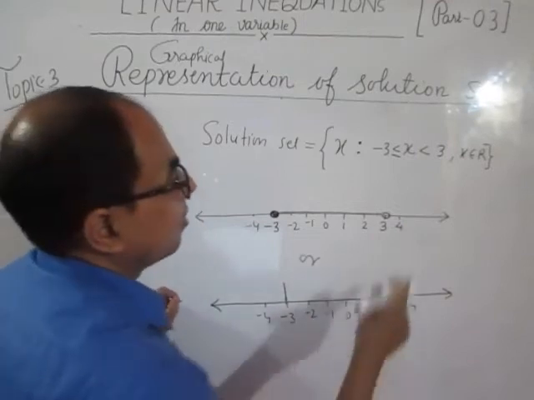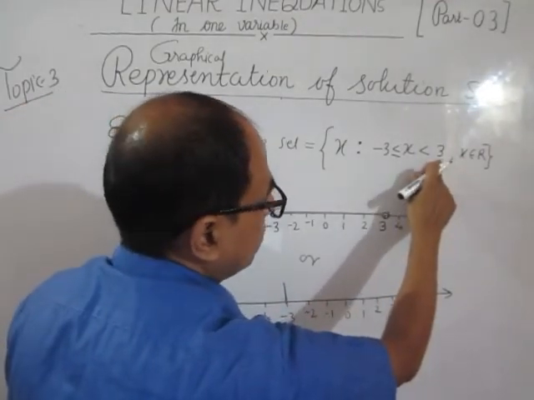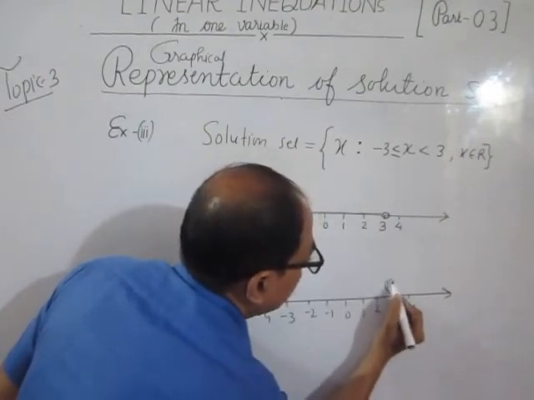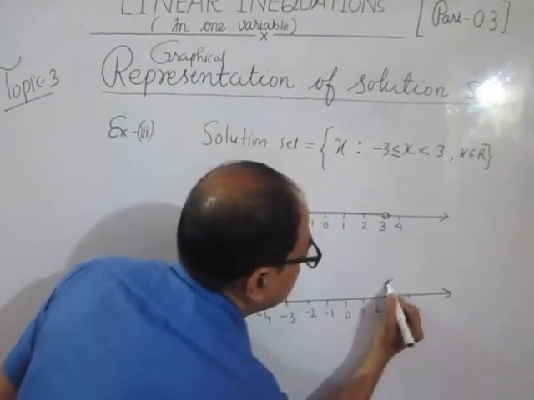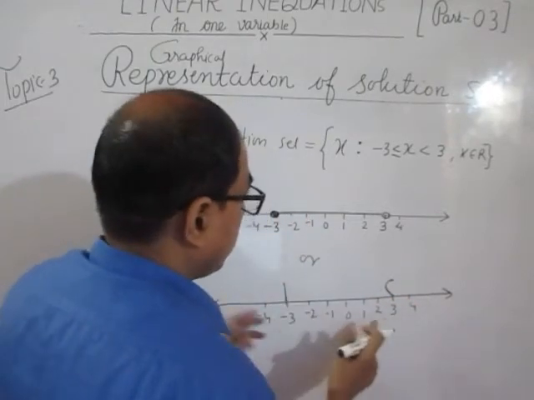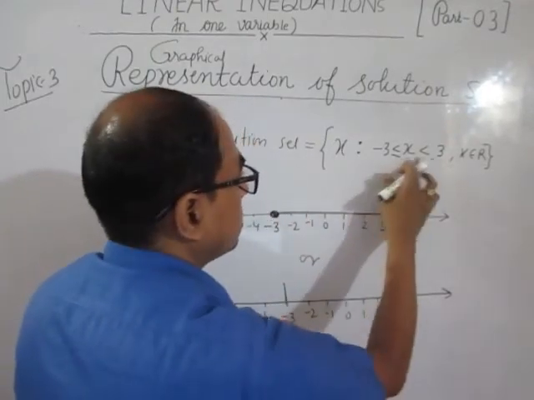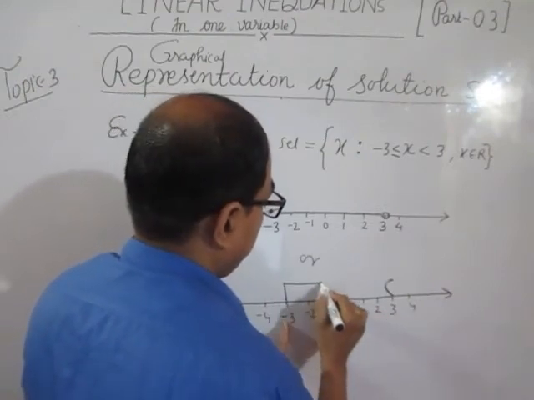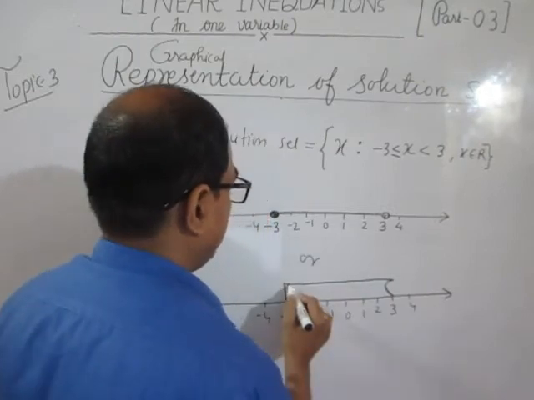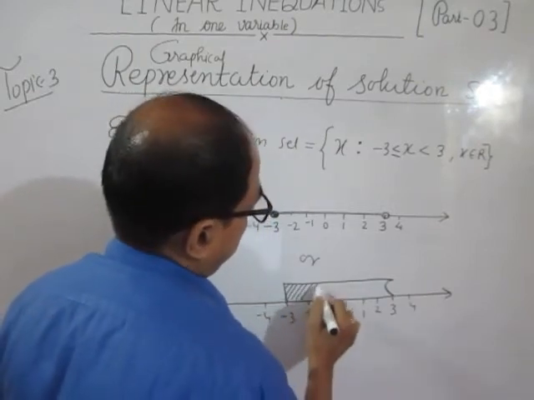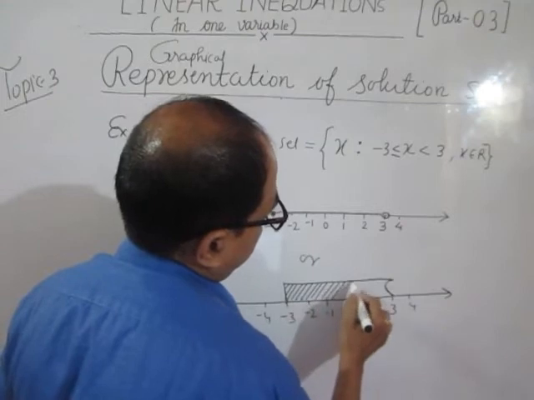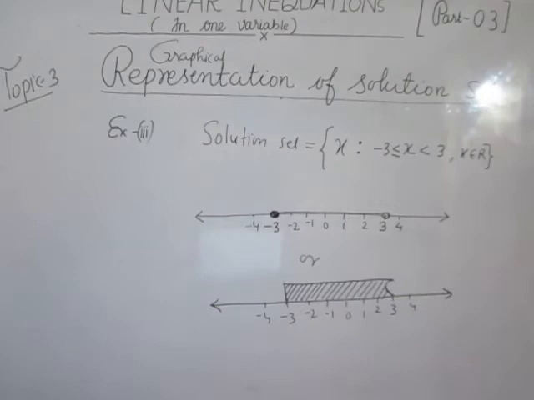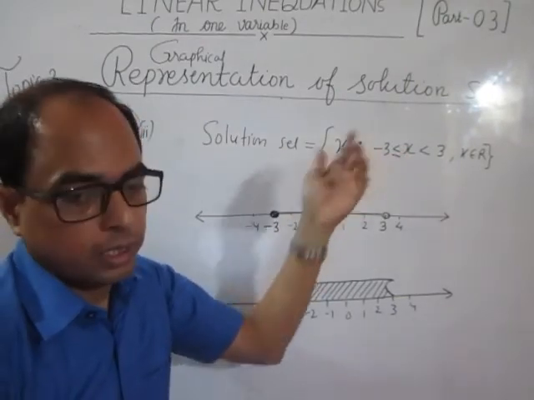And for this 3 is not included. From the right side it is open point. So for open point we will draw curved line. Now after that we have to plot all the numbers between -3 and 3, all the real numbers between -3 and 3. So you will draw here line. Now shade it so that it will look nice. So this is the another way to represent this solution set graphically.